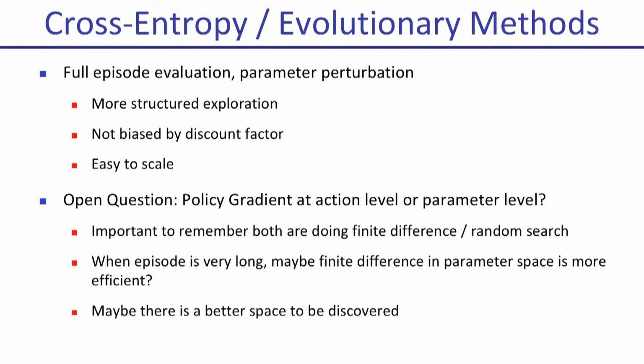And maybe it's also true that there's a better action space to be discovered that would allow for more effective search. And that's, I think, a lot of the promise of hierarchical reinforcement learning. Can you learn some kind of action hierarchy that allows you to explore much better than simply parameter space or just straight up action space?